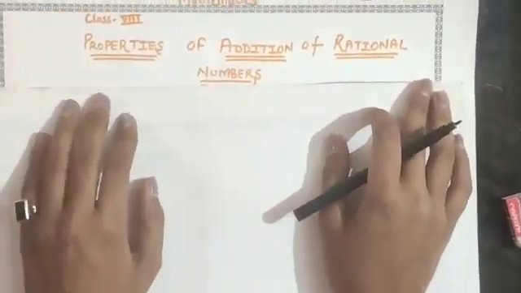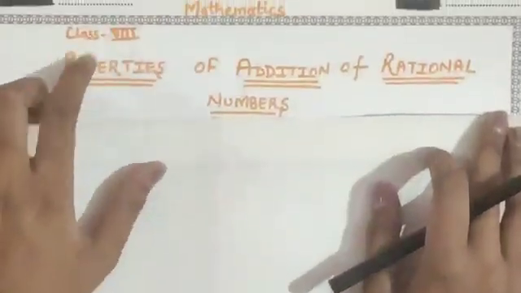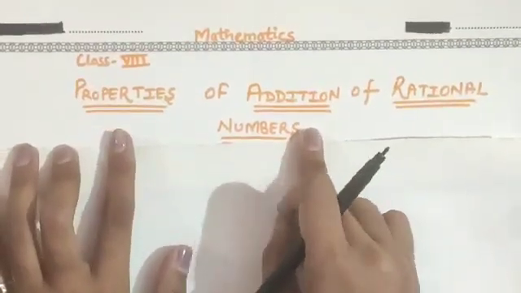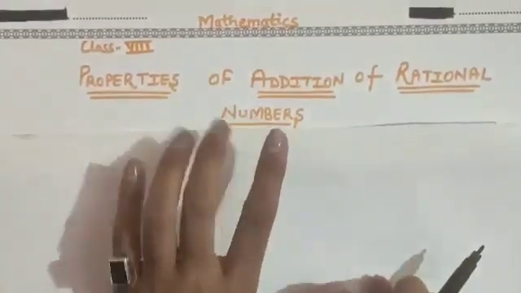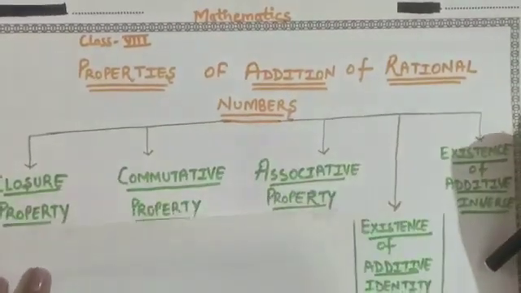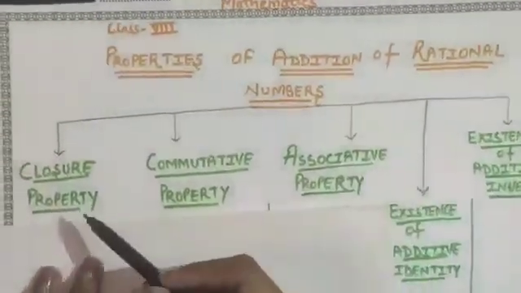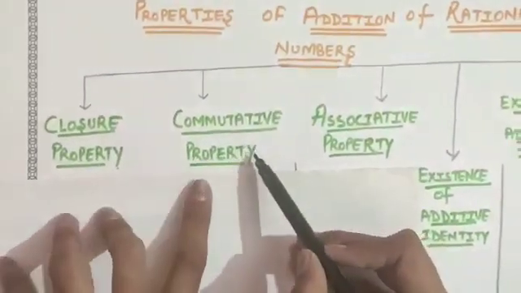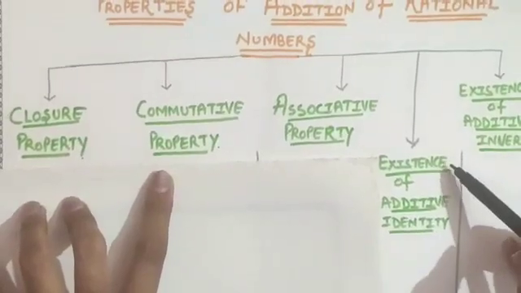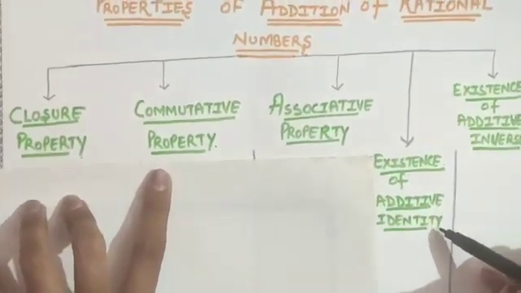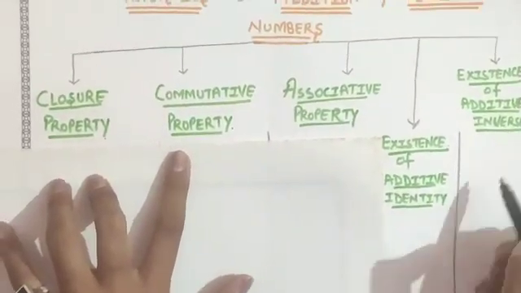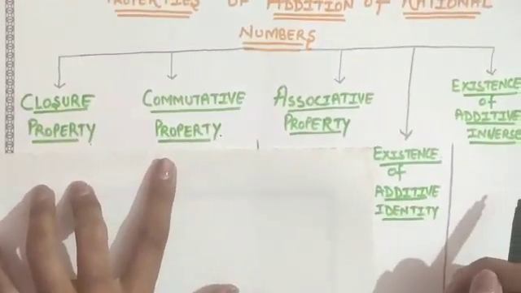So today we are going to study a topic of 8th class, and the topic name is properties of addition of rational numbers. There are basically 5 properties of the addition of rational numbers, which are as follows. Property number first is closure property, second is commutative property, third is associative property, fourth is existence of identity, and fifth is existence of additive inverse. So one by one we will discuss these properties.